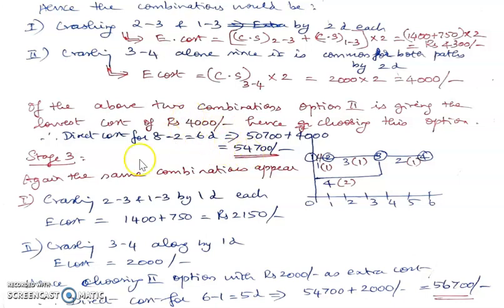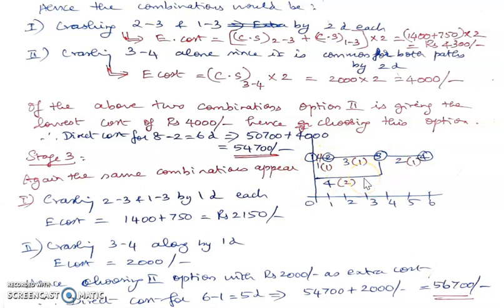This is from stage 2. Now we go to stage 3. For stage 3, again, we have to update the network. So we have now what has been done: 1, 2 has been crashed in the first stage, and 3, 4 has been crashed in the second stage. So one more day is left out in 3, 4 now. 3, 4 has been crashed from 4 days to 2 days, so one more day is left out here. Now this 2, 3 and 1, 3 are not yet crashed.